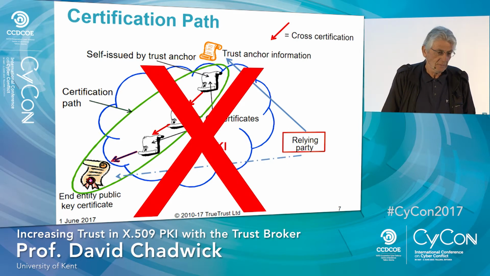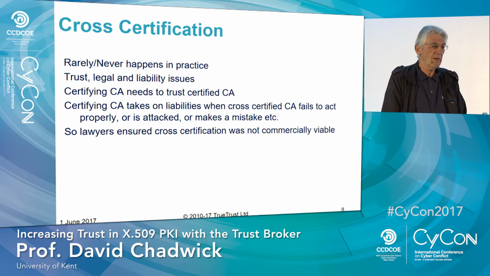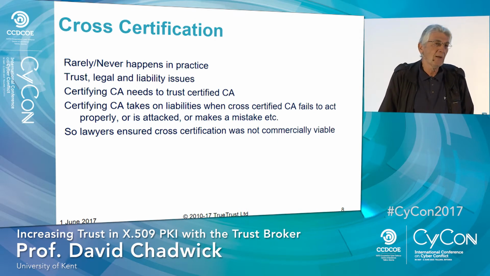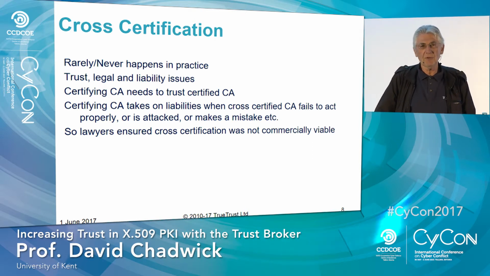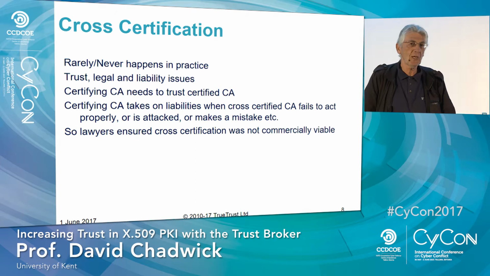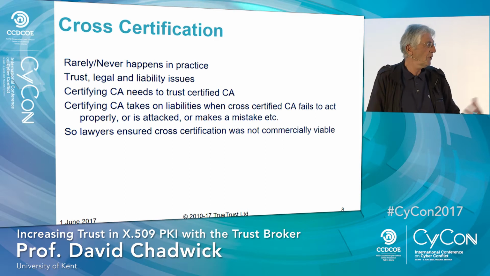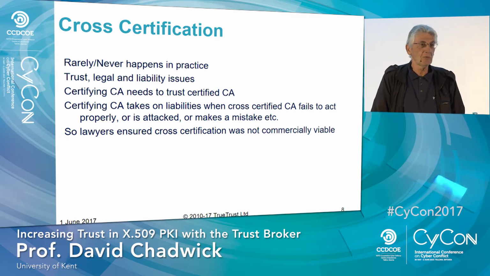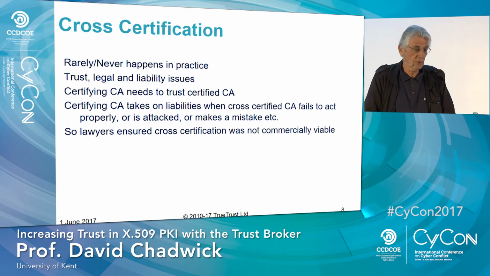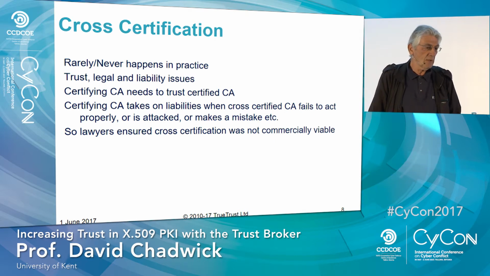But that didn't happen. It never happened. Cross-certification never happened. Why? Primarily because the trust and legal responsibilities that came from that were that if a CA, which was a commercial entity, trusted and cross-certified another CA, and that second CA made a mistake, then you would inherit its liabilities and you'd have to pay for it. So you'd have to pay your customers for the liabilities that arose from another entity that you'd cross-certified and trusted. So essentially, lawyers ensured that cross-certification never happened and doesn't happen today.